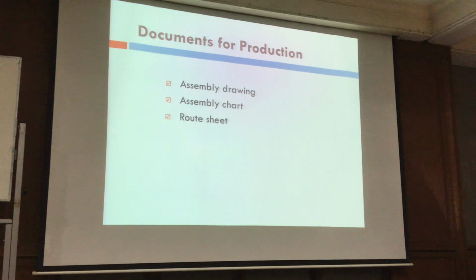Right. Yes, once we have the bill of material and the engineering drawing, the documents for production should be another thing we need to consider, right? This includes the assembly drawing, assembly chart, route sheet, and the work order, right? So let's see each of them.